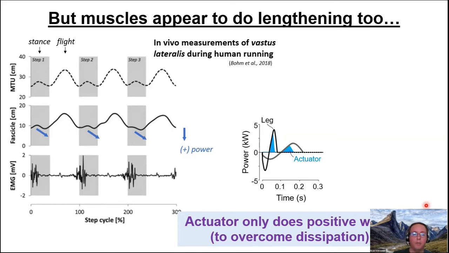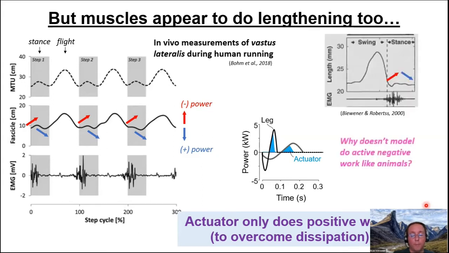So this would be the positive power related to what positive power we see in the actuator, the model's actuator. But we also see some periods of negative power, so muscle lengthening as well. And by the way, this happens in other animals as well. So this is on the plot in the top right. This is, I believe, a turkey gastrocnemius.